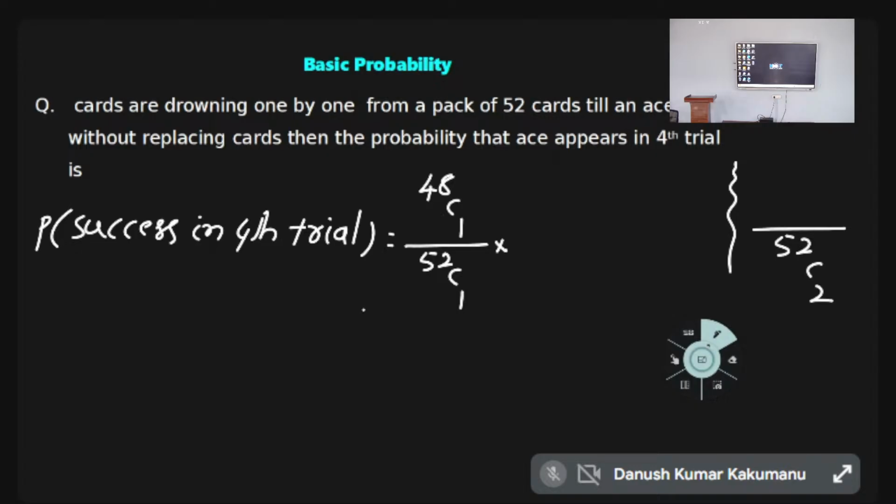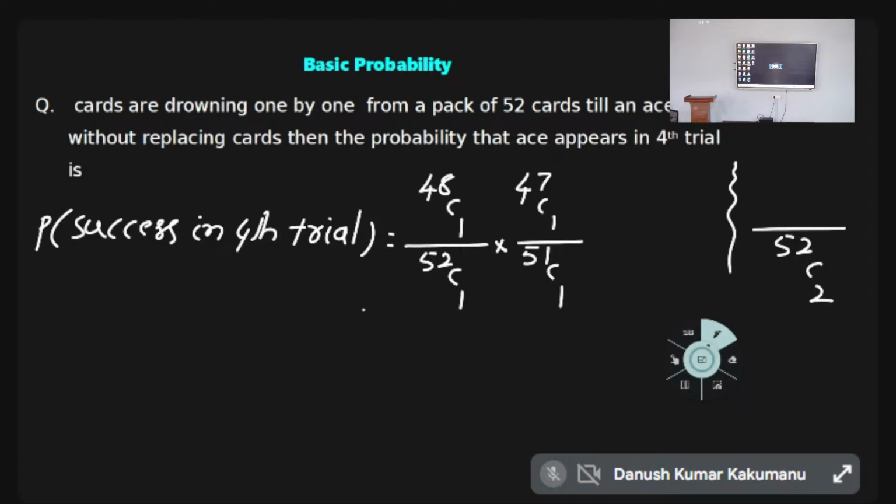Without replacing. So how many cards left? 51. He is drawing the second card from the remaining 51. It can be done in 51C1. Second card also should not be an ace card. Other than this, how many cards remain? 48. But among 48, one card is already drawn here, so that card must be from any one among the remaining 47.